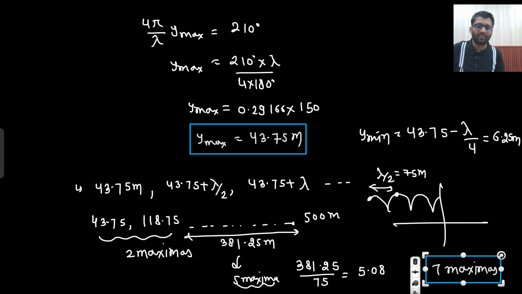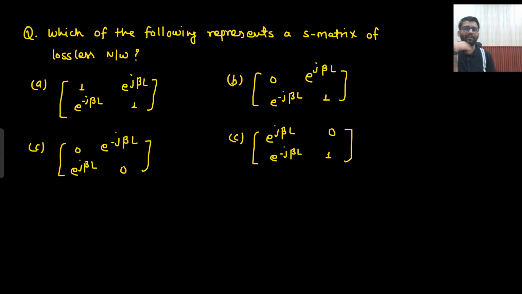7 maximas. This is the answer. So total 7 maximas you will be getting. Is that clear to you? Easy question. Okay, so on the length there will be 7 maximas. You solve it on your own. I will take a break and then we will restart.